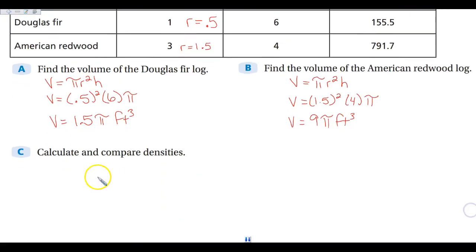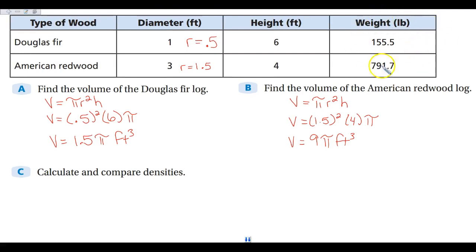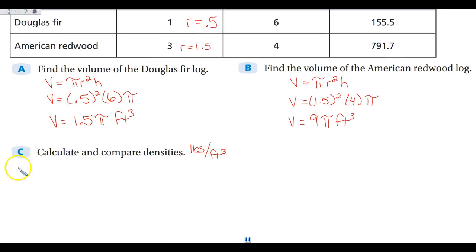Now, we want to compare the densities. Remember that our weight is in pounds in this one, so we're going to be comparing pounds per cubic foot. It's going to be weight over volume. Let's start by looking at the Douglas fir. We know that the weight of the Douglas log is 155.5 pounds. We just found the volume was 1.5 pi cubic feet.